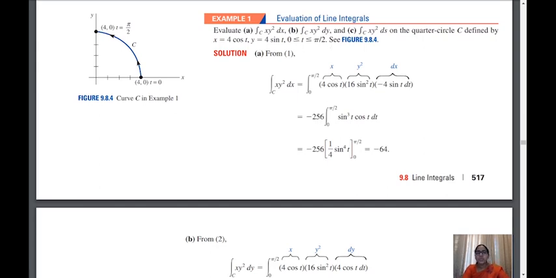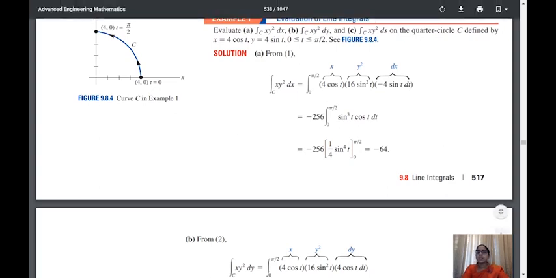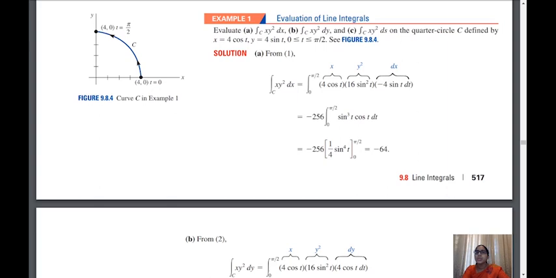So what we have to do is replace x, y and dx, dy, everything in terms of t. Let us see the first part, that is we have to calculate integral over c x y square into dx. Now x is 4 cos t, y is 4 sin t, and what will be dx when x is 4 cos t? What is the derivative of 4 cos t? It will be minus 4 sin t into dt. So when you are differentiating this, don't forget to write the dt part, otherwise we will not know with respect to what we are going to integrate.